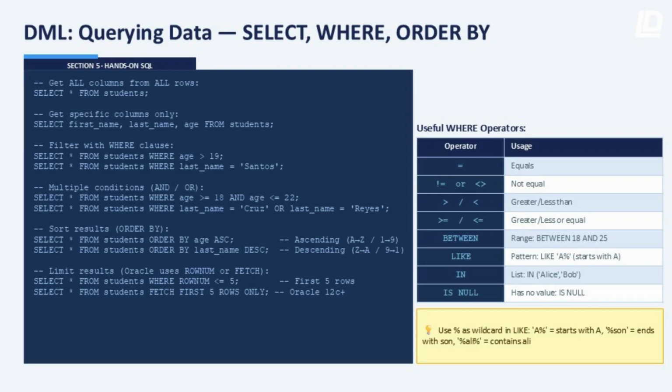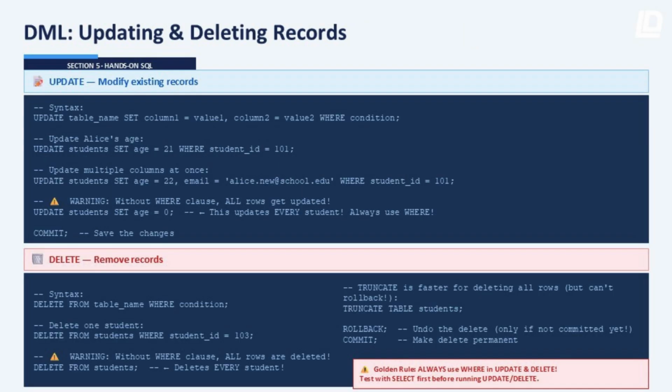The update command is used to modify existing records, while delete is used to remove records from a table. However, these commands must be used carefully. Without a where clause, they can affect all records in the table. That is why it is important to always double-check your queries before executing them.